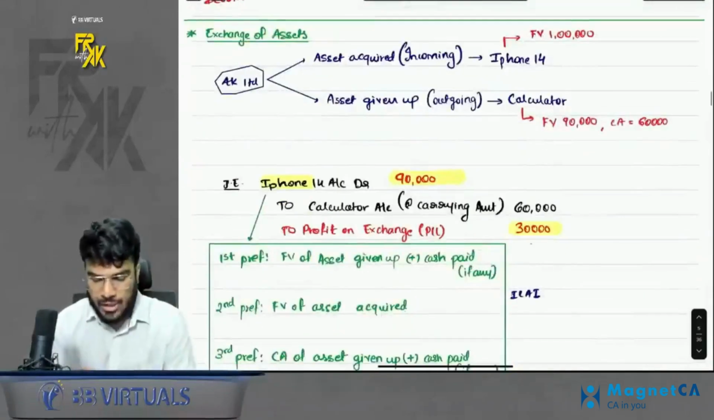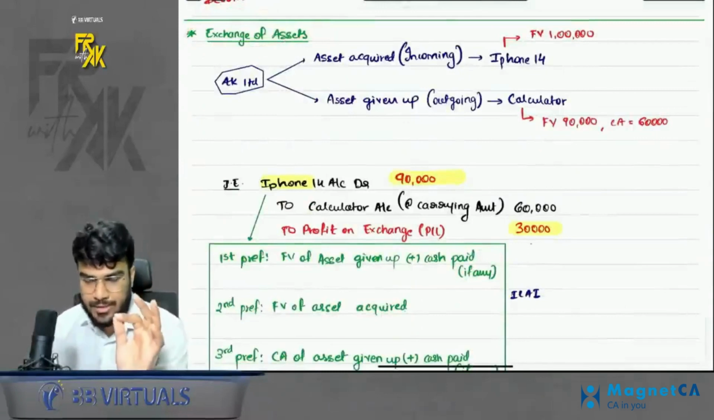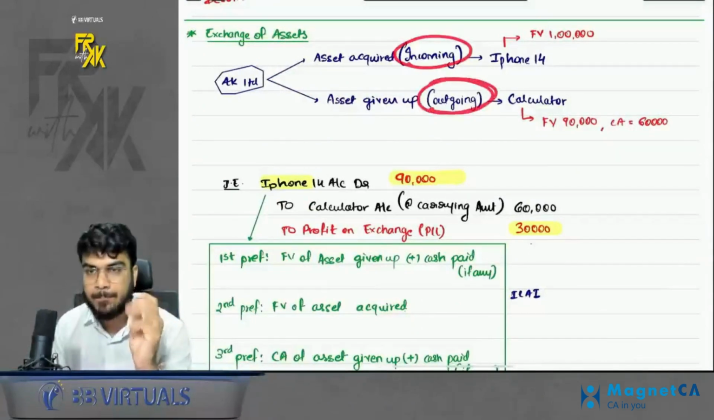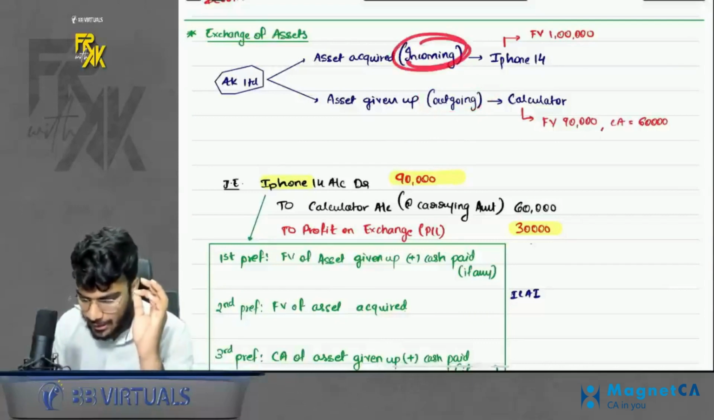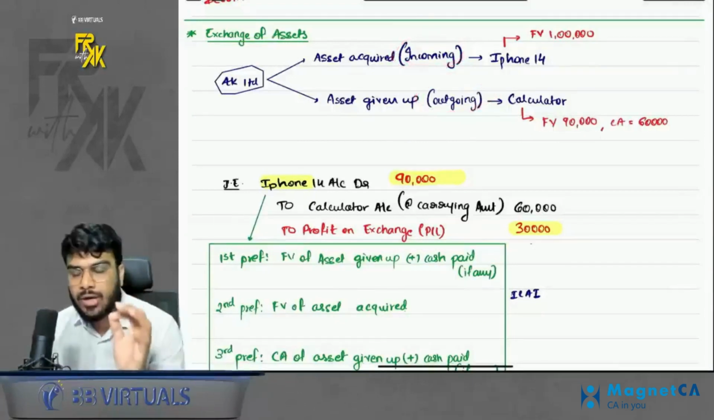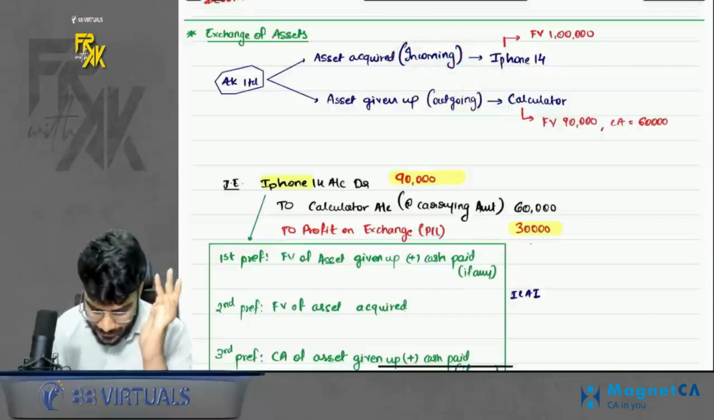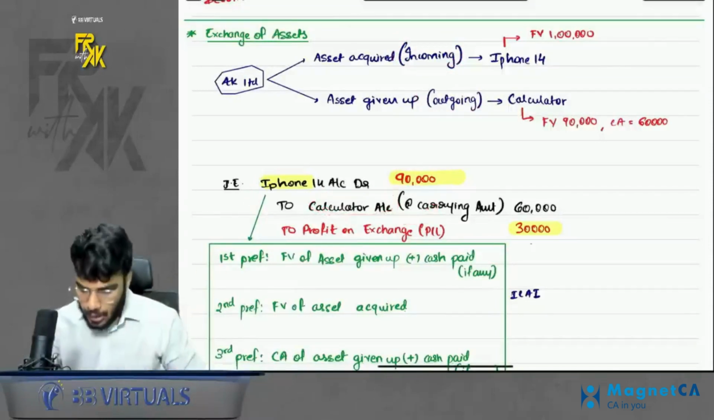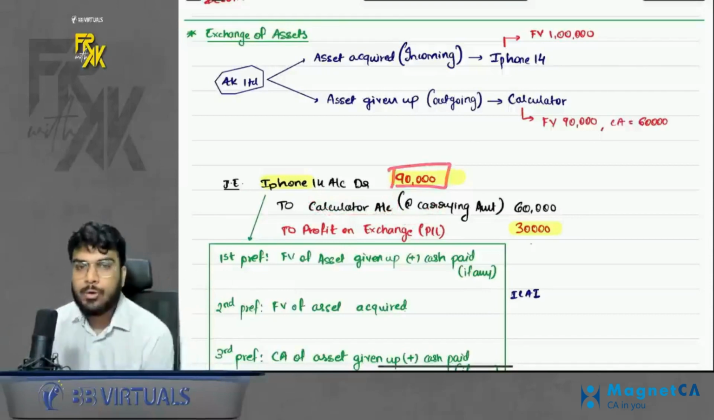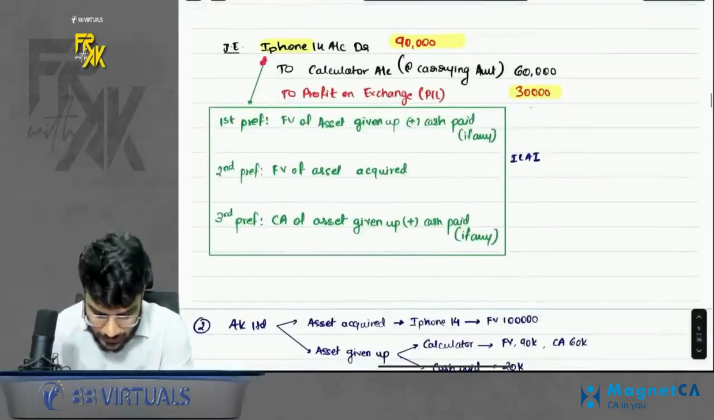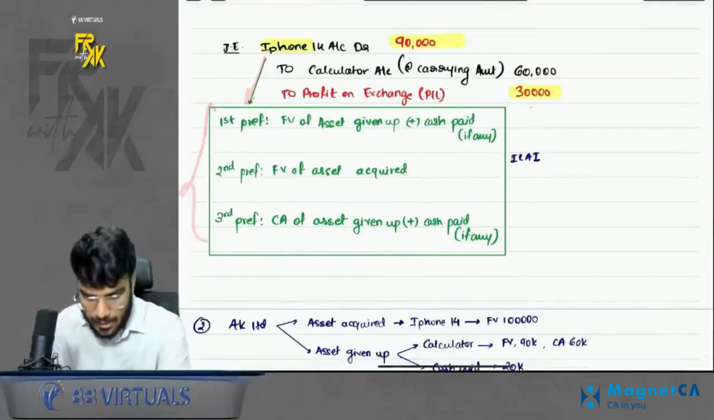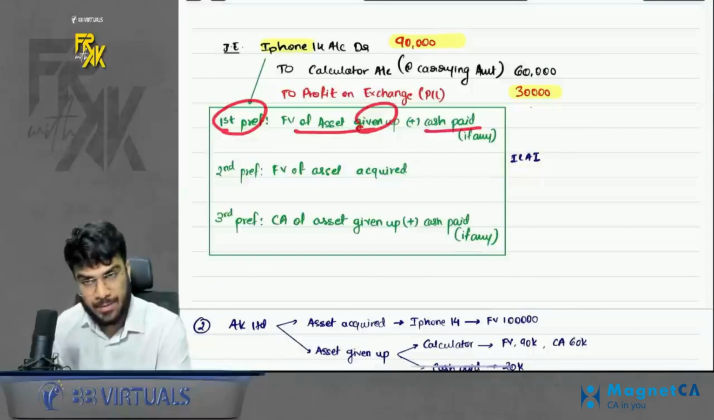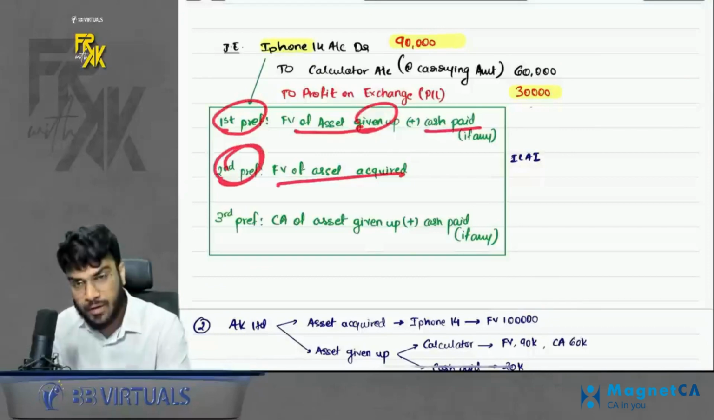Okay. Now, exchange of asset. In case of exchange, there are two assets which are involved. One is the incoming asset and one is the outgoing asset. At what value will we record each? The outgoing asset will always go out at carrying amount. Now, the question is, at what value do we record the incoming asset? For recording the incoming asset, we have three preferences. First preference is fair value of asset given up plus cash paid if any. Second preference is fair value of asset acquired.